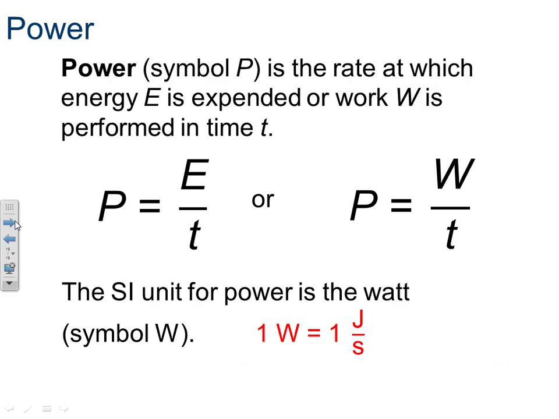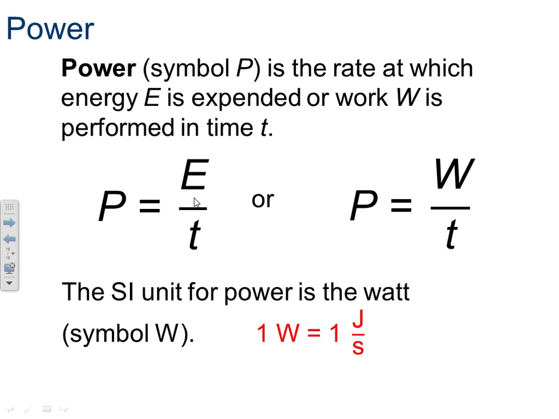Power. So it has to do with energy. It's how fast do you burn energy, or how fast do you do work. So we can calculate power in two different ways. Either take the energy divided by the time that you're burning that energy, or take the work divided by the time that you do that work in.